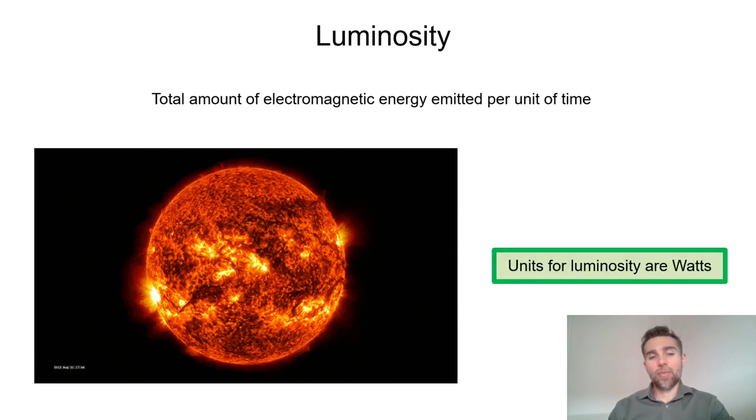So back to luminosity then, just to define really what it is. It's the total amount of electromagnetic energy emitted per unit of time. So it's essentially the flow of energy from the surface of the star. The more energy that's emitted per unit of time, the higher the luminosity of that star. And quite often your units of luminosity are going to be in watts.